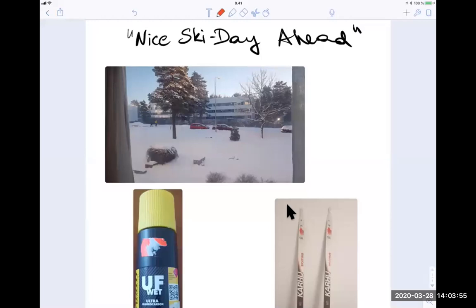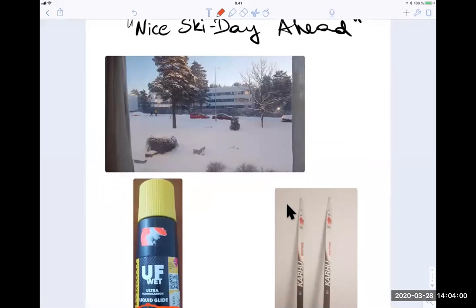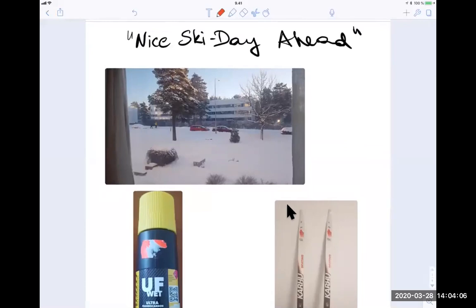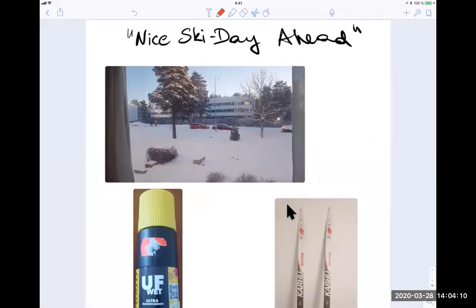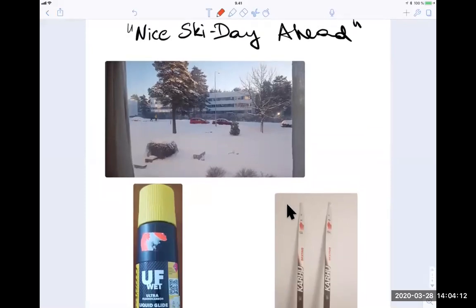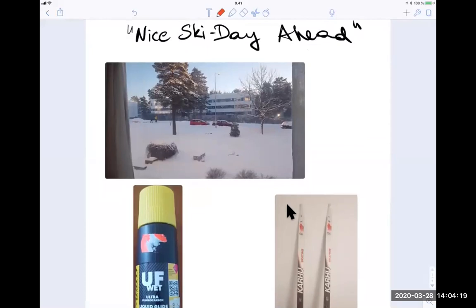So now you see my iPad, and I have already prepared some images to illustrate an application, which is a nice ski day ahead. So this picture that you see here, I took not this year, unfortunately. We had a very bad winter this year in terms of snow, but this was from last year. So I woke up and saw it's a super nice day.